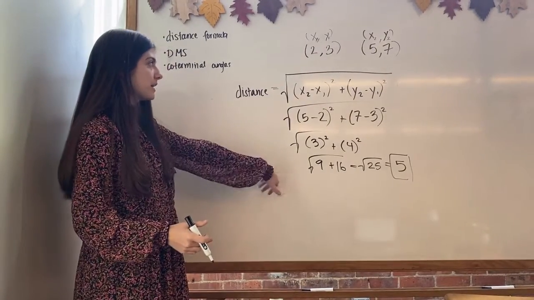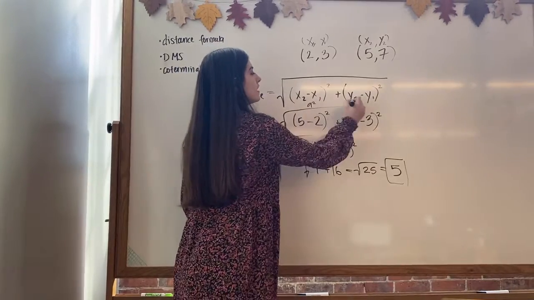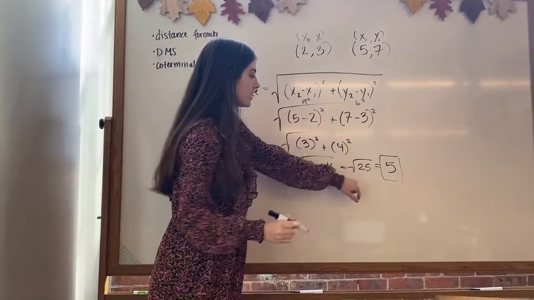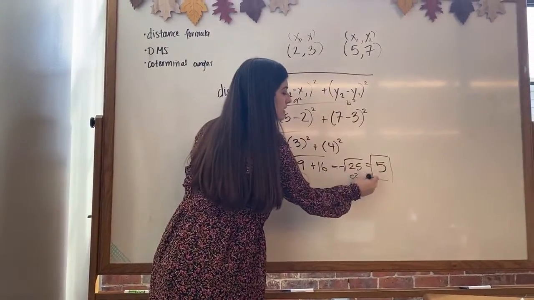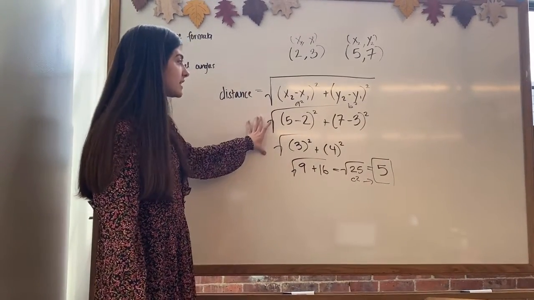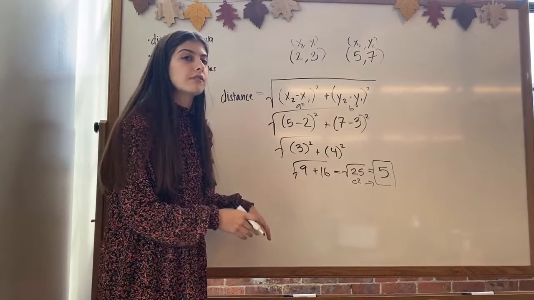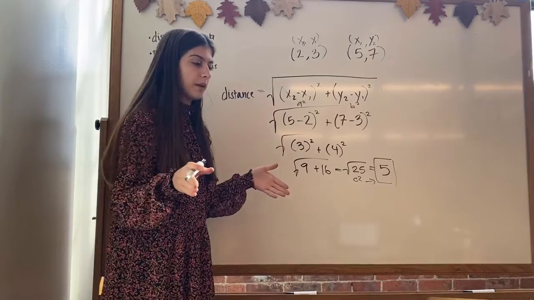Cool? I'm hoping that's making sense. All this really is just the Pythagorean theorem. This is our a squared, this is our b squared, and down right here, this is c squared, and then we square root it to get c. Now, if it doesn't make sense visually to you that this is the Pythagorean theorem, let me draw out a graph, and then I'll show you from there.